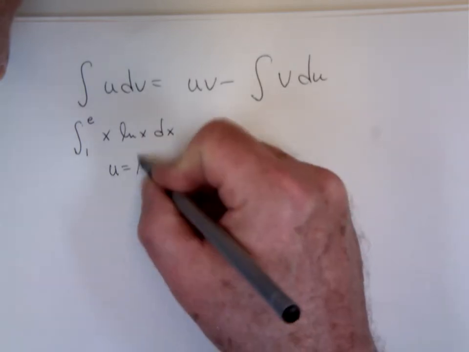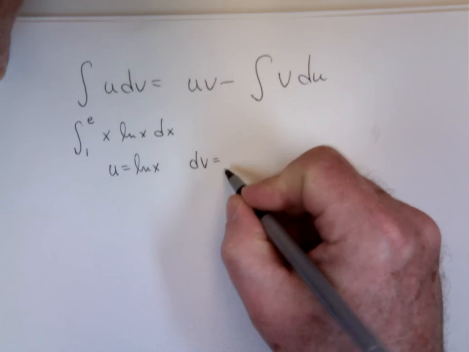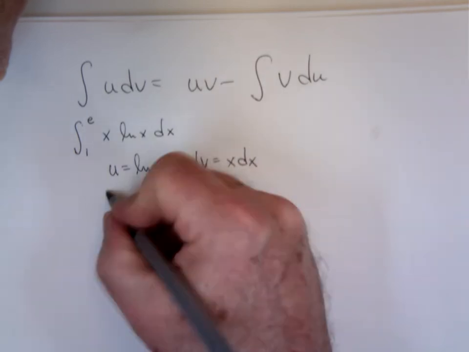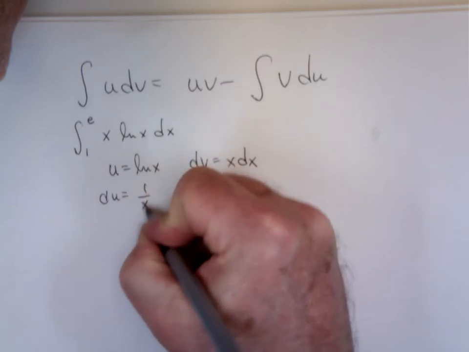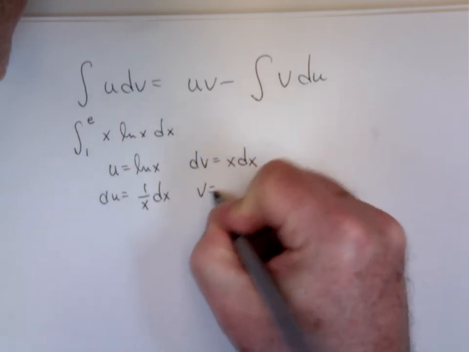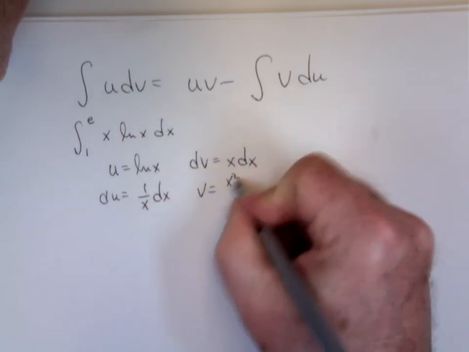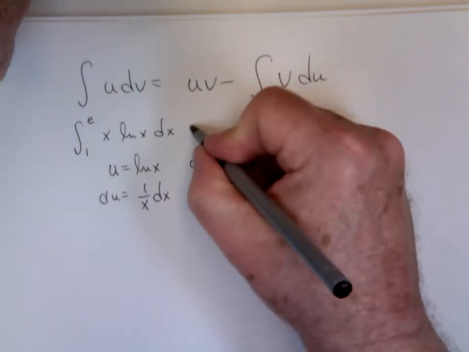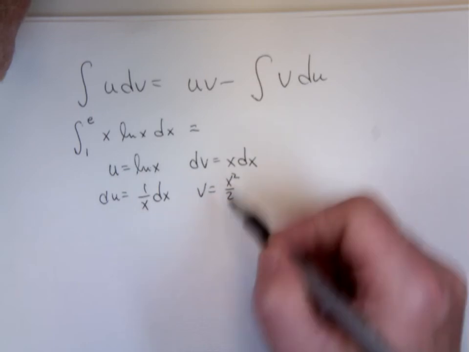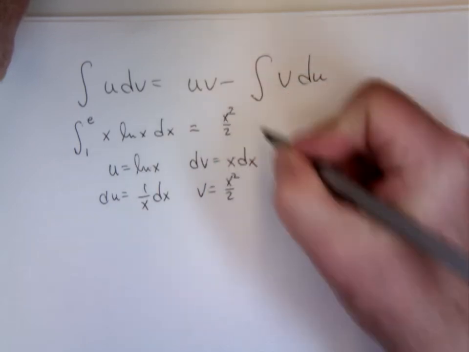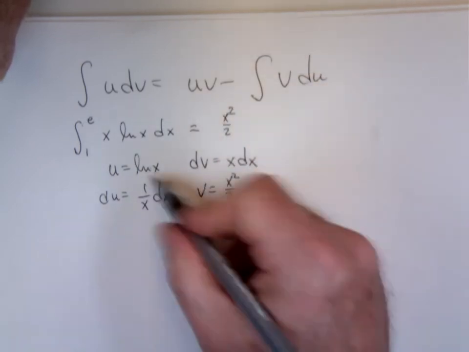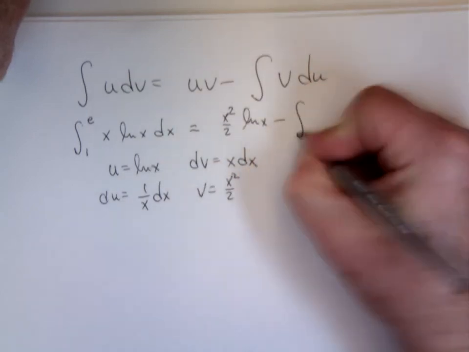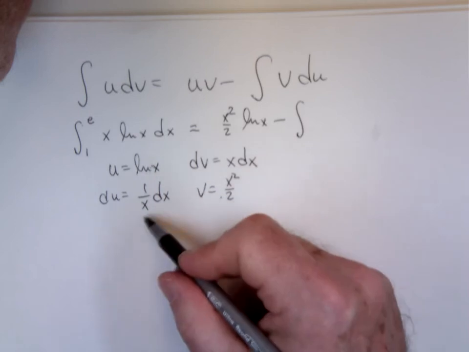Let's let u equal the natural log of x. The dv will be the x dx. Okay? Du is 1 over x dx. V, the integral here, is x squared over 2. Okay? We can now rewrite this integral. uv, minus the integral of v du.